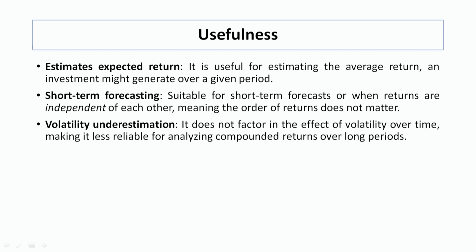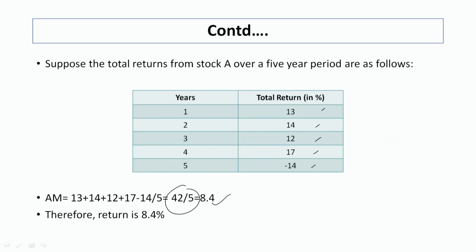Why is it useful, or what is the usefulness of calculating arithmetic return? Estimating expected return: it is useful for estimating the average return an investment might generate over a period of time. From the background, we can see that if we are getting 8.4% in the last 5 years, the investor might expect that we are going to get around 9% in the next 5 years or around 10% in the coming 5 years. So, on the basis of this, we can say that if we calculate the arithmetic mean or arithmetic returns, we can predict the future also up to a certain point.